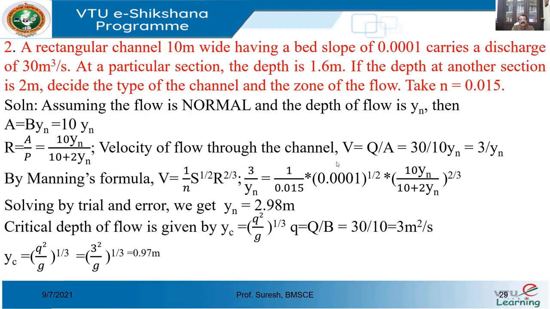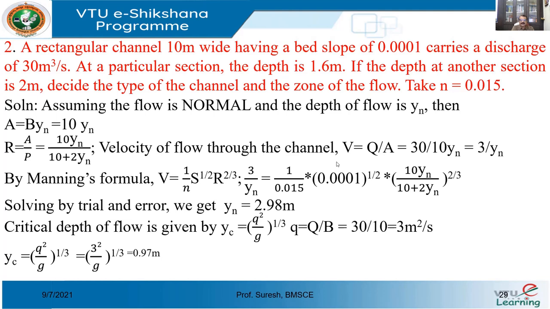Now, let us go one step further. If you take out previous question papers, whether it is autonomous system or university question papers, most of the time you will see this type of problem. The problem goes like this. A rectangular channel 10 meter wide having a bed slope of 0.0001 carries a discharge of 30 meter cube per second.